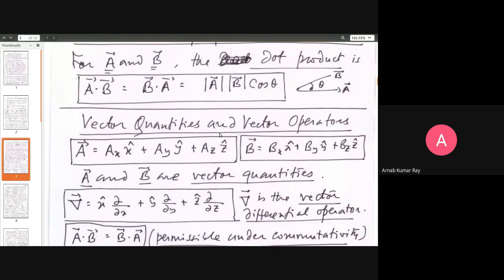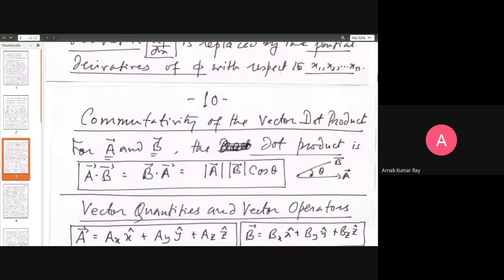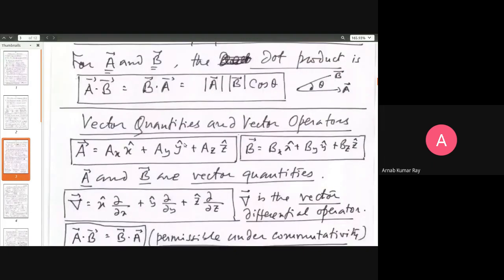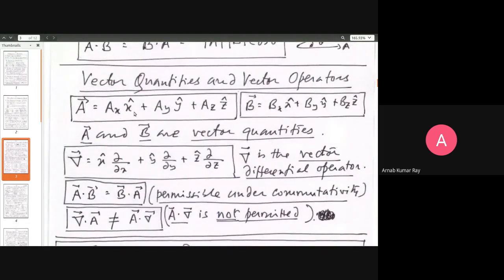What about now, instead of A dot B, what about if you have something like del dot A? Vector quantities and vector operators. Let us see. A and B, Ax x cap plus Ay y cap plus Az z cap, and similarly for B, these are vector quantities, right? But del is not a quantity. It is a vector differential operator. By itself, it means nothing. x cap del/del x plus y cap del/del y plus z cap del/del z.